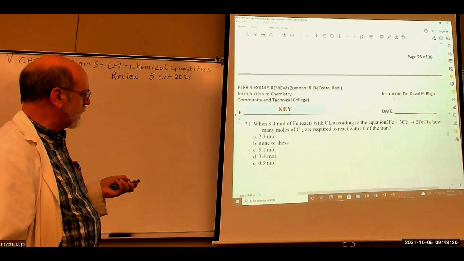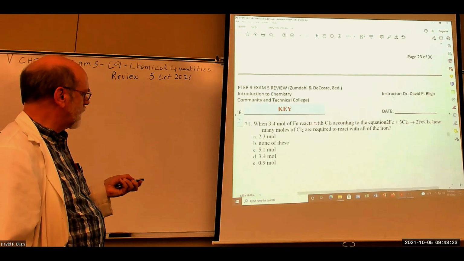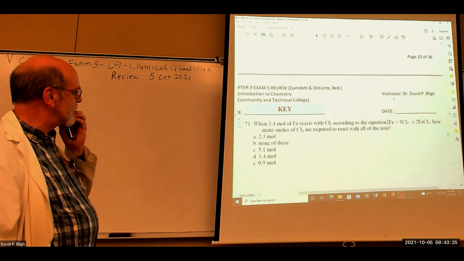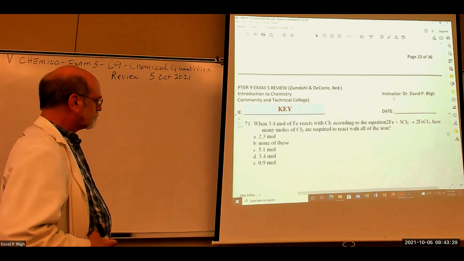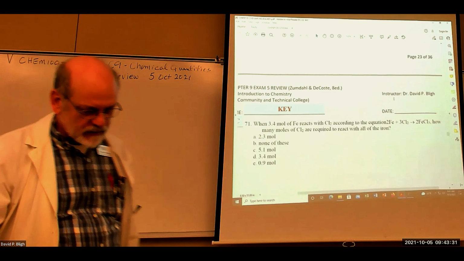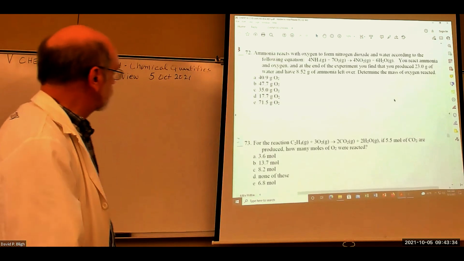3.4 moles of iron react with chlorine according to this equation. How many moles of chlorine are required? We've done one like that before. So I'm going to skip 71 and look at 72.